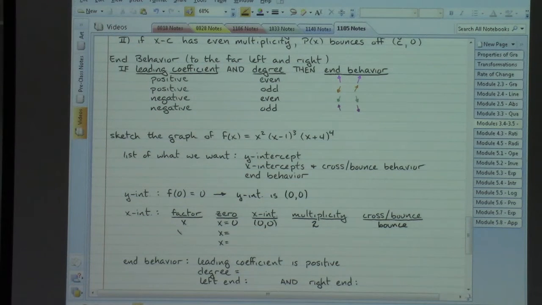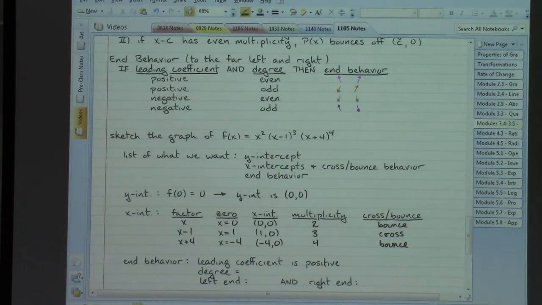The next factor that we see is an x minus 1. Set that equal to 0, solve for x, x equals 1. That means we have an x-intercept (1, 0). The multiplicity would be based on the power, which is a 3, and that would be a cross-through. Then we have the factor x plus 4. So we have the zero, x equals -4. We have the x-intercept (-4, 0). It has a multiplicity of 4, so that means that it is going to bounce.